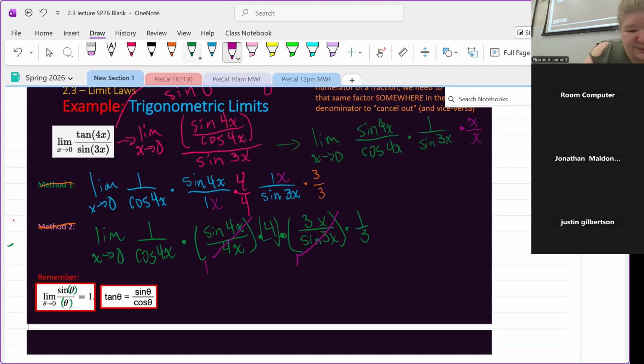The limit as x approaches 0 of all the rest of the pieces, we can do the direct substitution. So this will be 1 over the cosine of 4 times 0. Cosine of 0 is 1, times 4 times a third. So we end up with a result of 4/3.